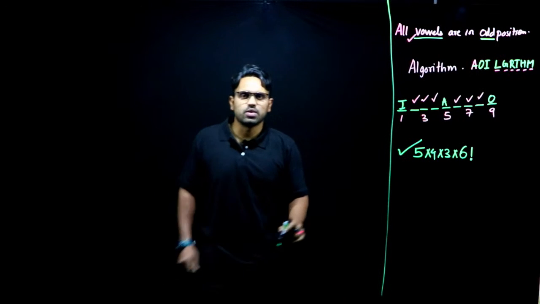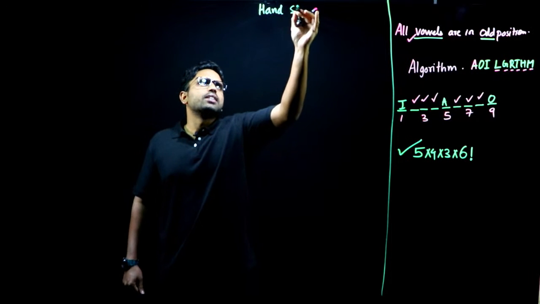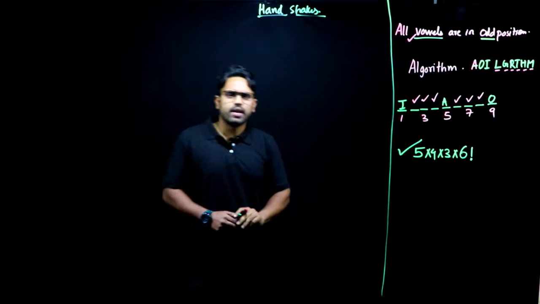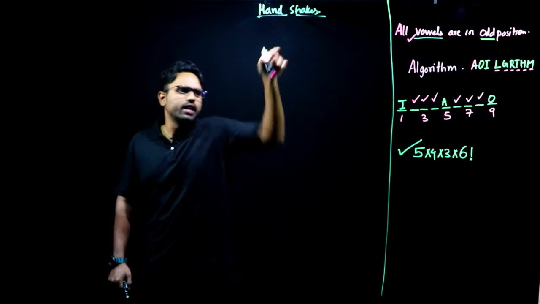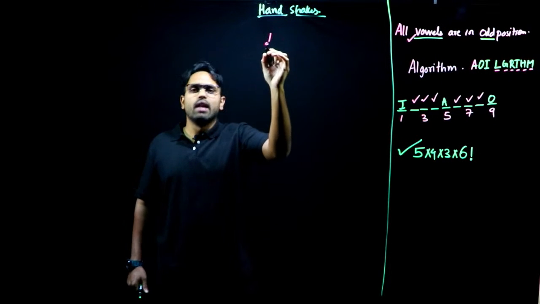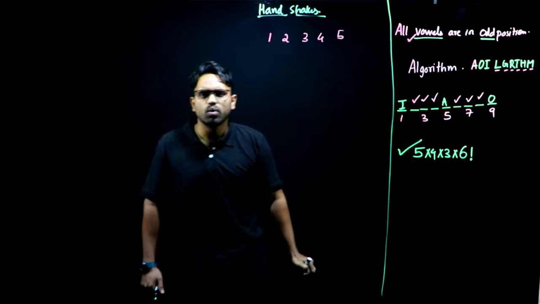Next type of questions. What are they? Handshakes. Before that, I'll tell you a small concept here. Let's say there are 5 people. I'll number them as 1, 2, 3, 4 and 5.